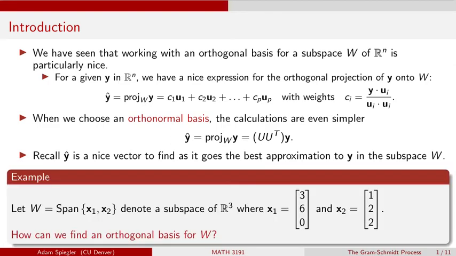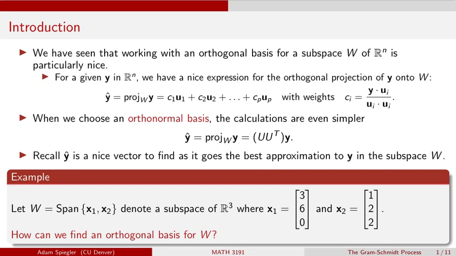So let's consider an example. Let's say we have a subspace W which is spanned by two vectors x1 and x2 in R3, where x1 is the column vector 3, 6, 0, and x2 is the column vector 1, 2, 2. And maybe I'm given some third vector y, and I would like to find the projection of y onto this subspace W. Well, I'm not able to use either of these nice shortcuts up top until this basis that I have for this subspace is orthogonal.